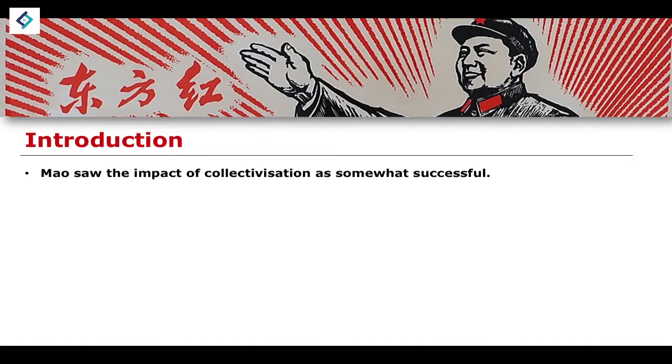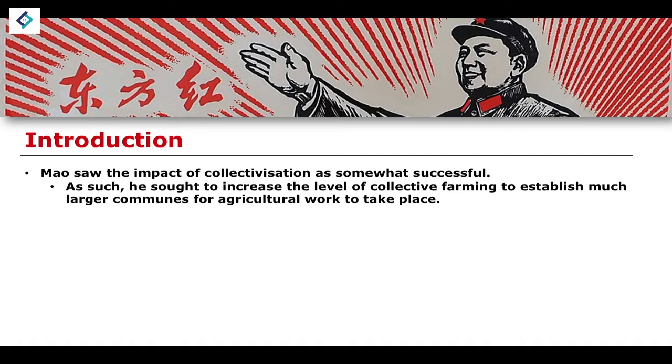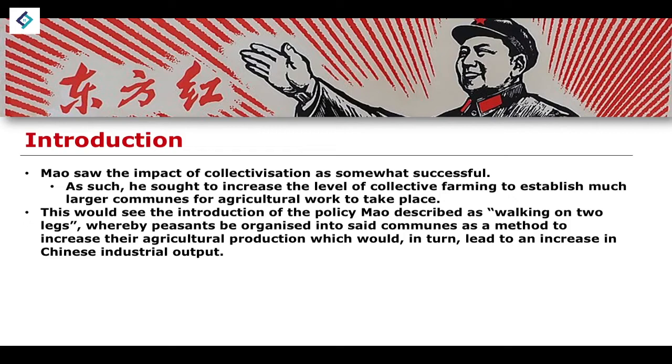According to Mao, the impact of collectivization was somewhat successful. As such, he wanted to see more collectivization, essentially. He sought to increase the level of collective farming to establish much larger communes for agricultural work to take place. This would see the introduction of a policy that is described by Mao as, quote, walking on two legs. Now, what this would do would organize peasants from APCs into communes.